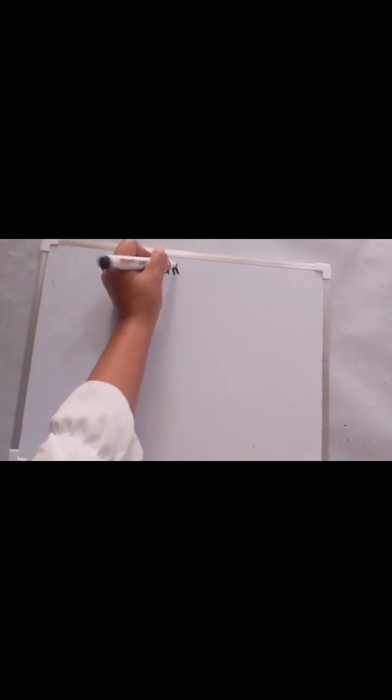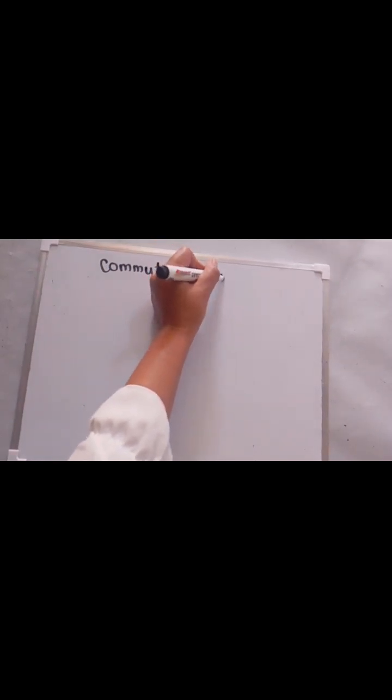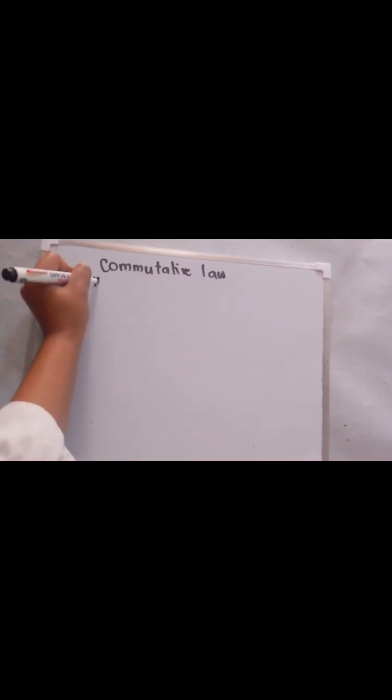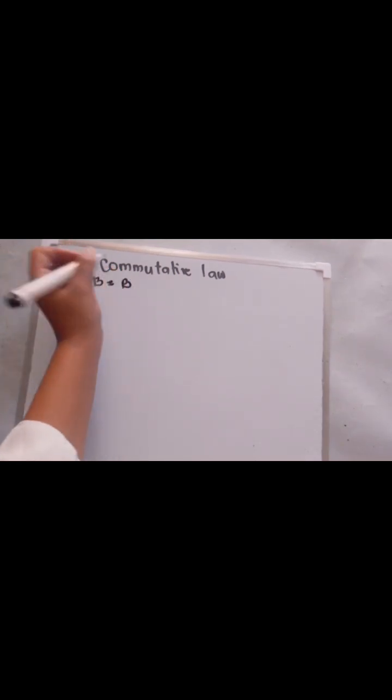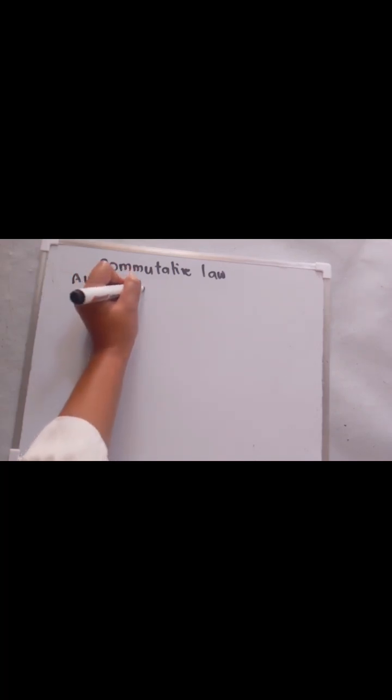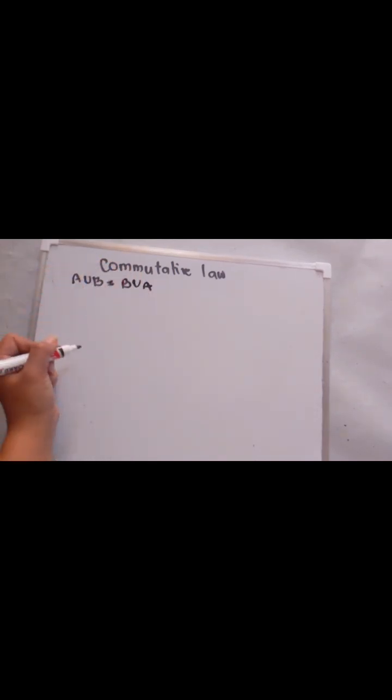Next is the commutative law. The commutative law simply says the order does not matter. It is a rule that says changing the order of the sets does not change the result. It's an easy idea to understand. Whether we write A first or B first, the answer is the same. For example, A union B is equal to B union A. Let's verify using this example.